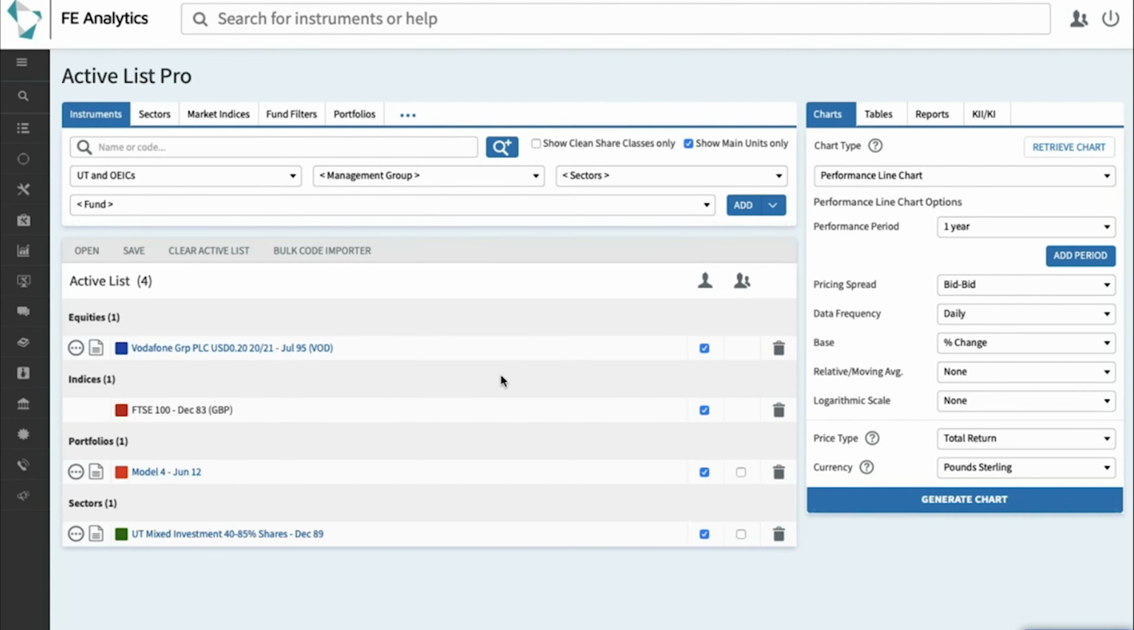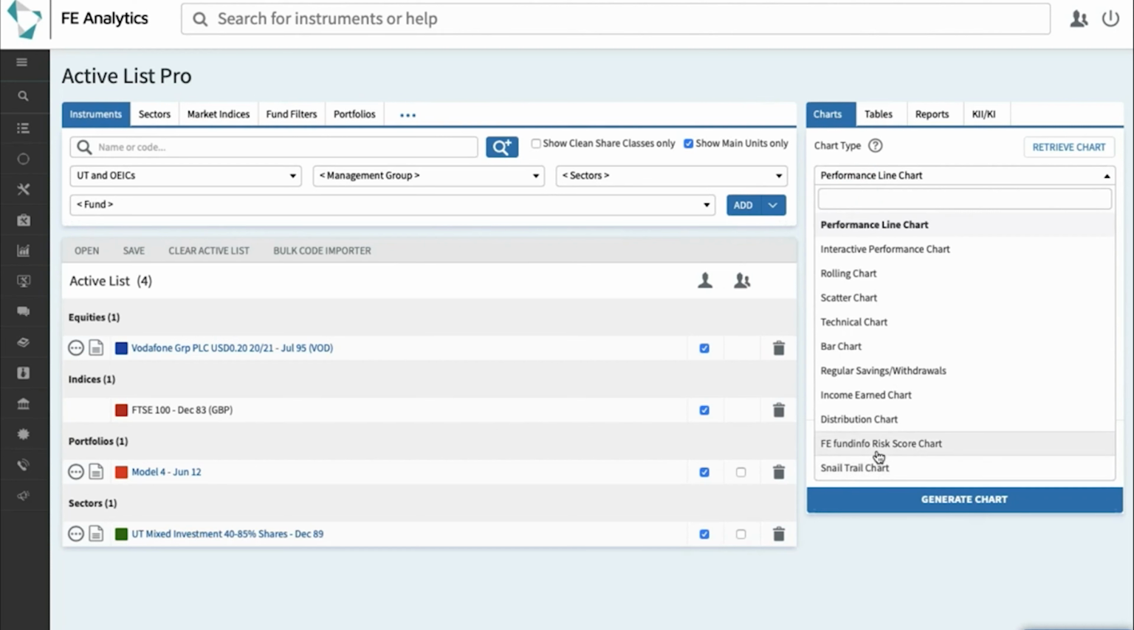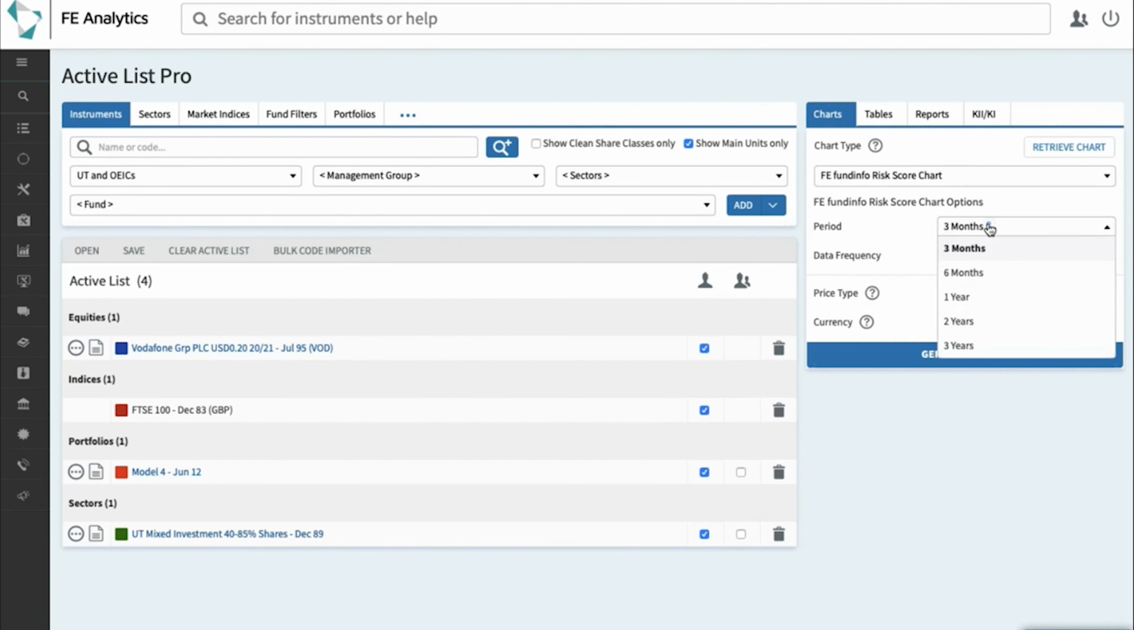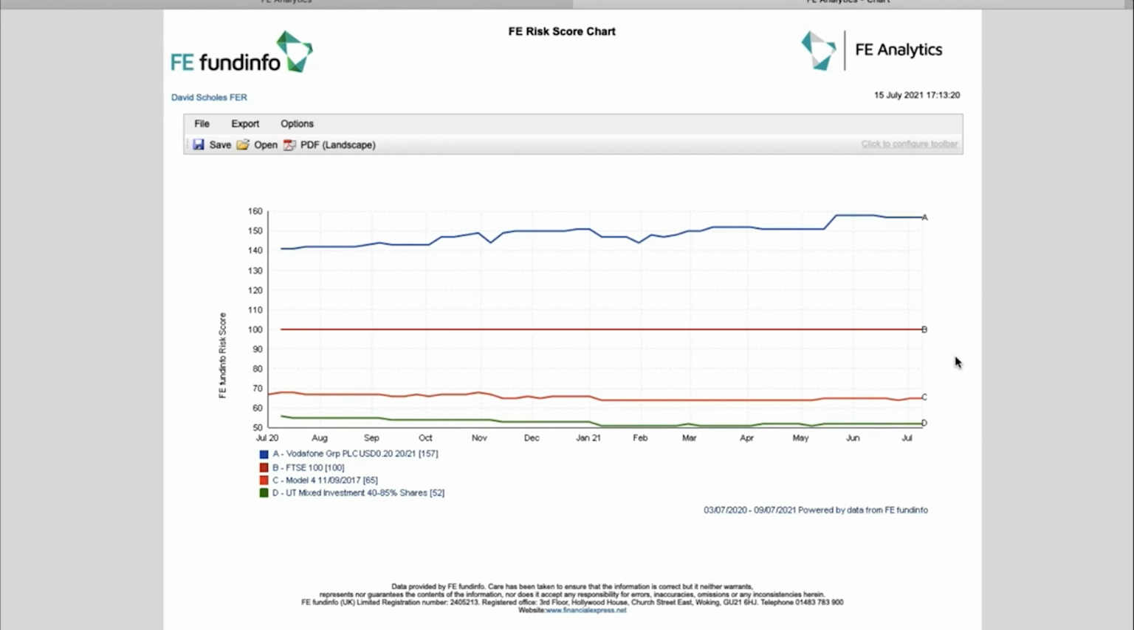So to illustrate what I've just said there and how we peg the FTSE 100 to 100, and indeed another quick way of extracting the FE risk score from analytics and the historic FE risk score as well, on the right hand side there is actually a chart for that. So you've got the FE Fund Info risk score chart, type in a particular year period, click on generate chart, and again it will show you the relative risk of everything against one another.